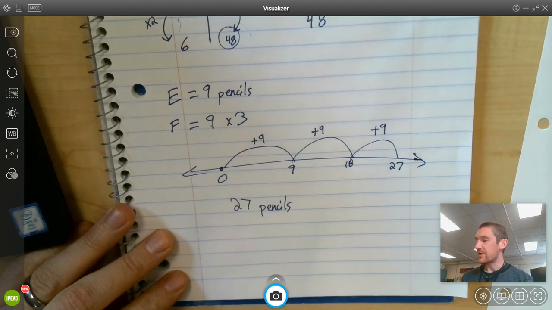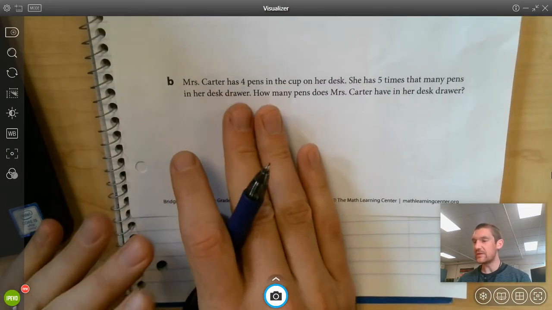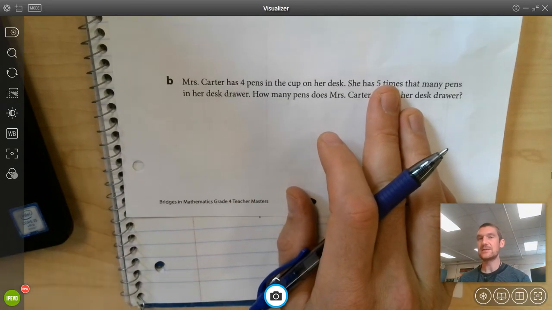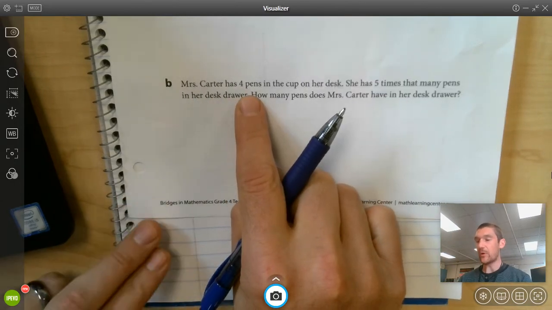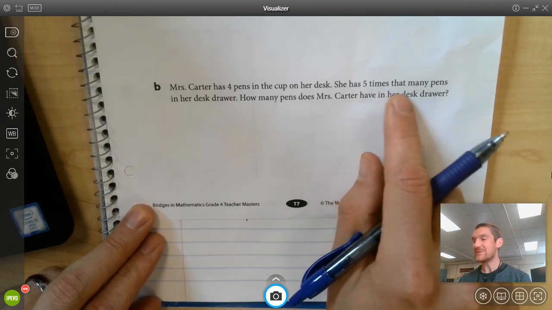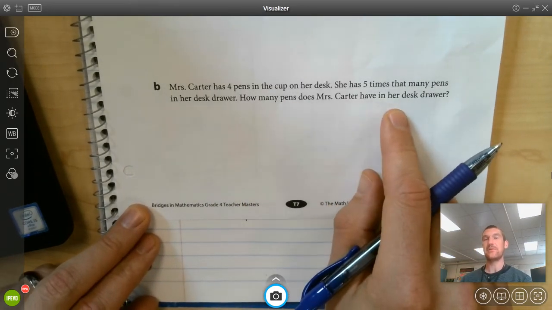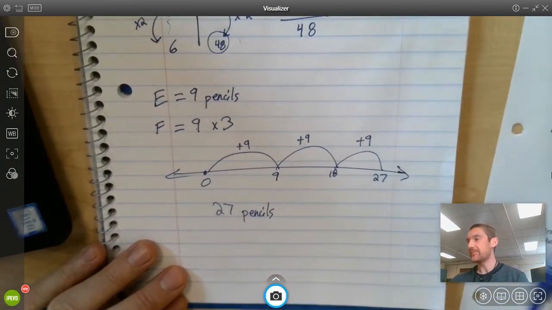You're going to notice each of these situations is like a multiplication situation. Just listen to this one. You're going to hear that word times in there. That'll tell you that it's a multiplication situation. Mrs. Carter has 4 pens in a cup on her desk. She has 5 times that many pens in her desk drawer. How many pens does Mrs. Carter have in her desk drawer? So similar problem, different numbers.